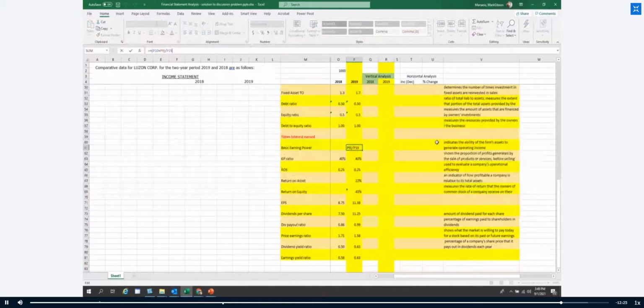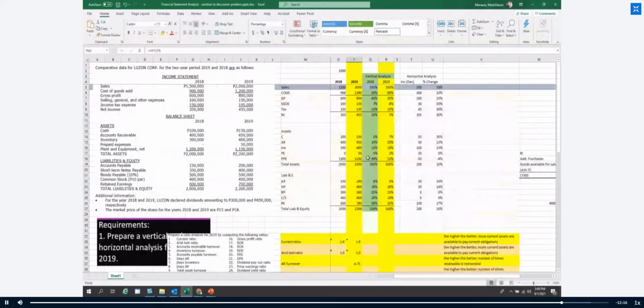Next, we have gross profit ratio. Class, we can't skip this because we've already calculated the gross profit ratio here. So it's 40% and 20% for 2019.